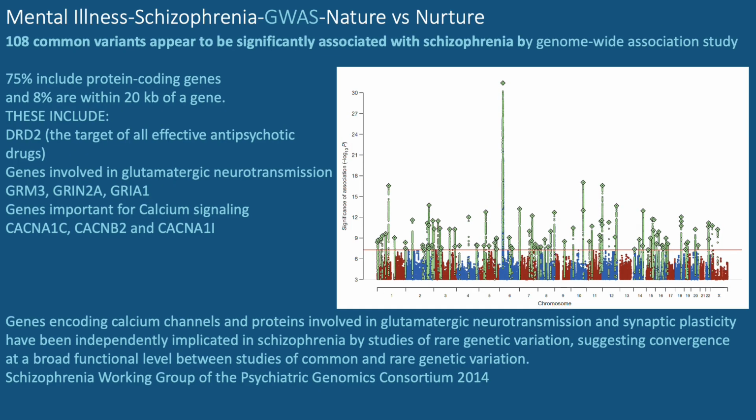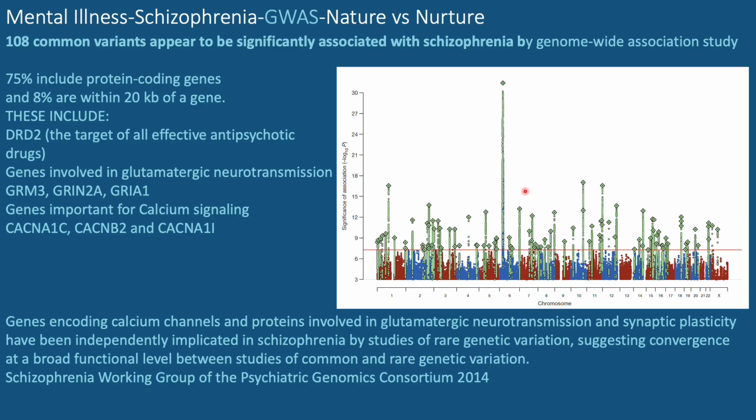When we look in particular at schizophrenia, a very important study published in 2014 demonstrated that there are 108 common variants that are significantly associated with schizophrenia. The study was carried out by GWAS, Genome-Wide Association Study. Now, those variants, are they important?